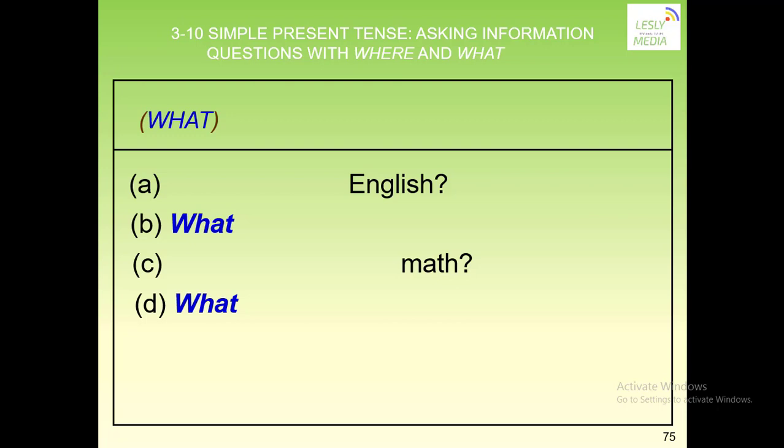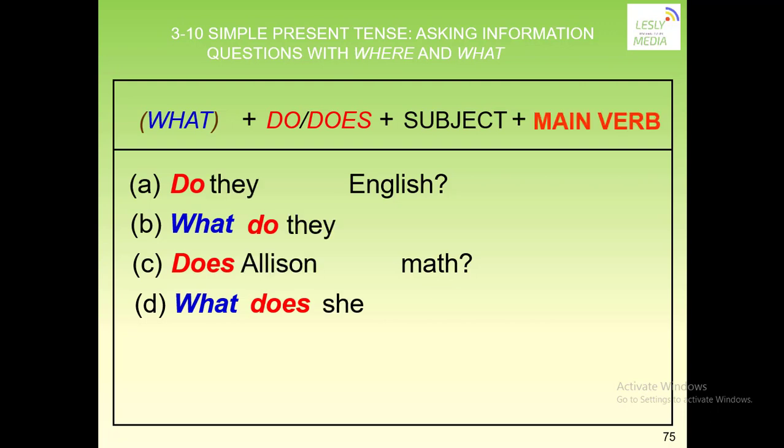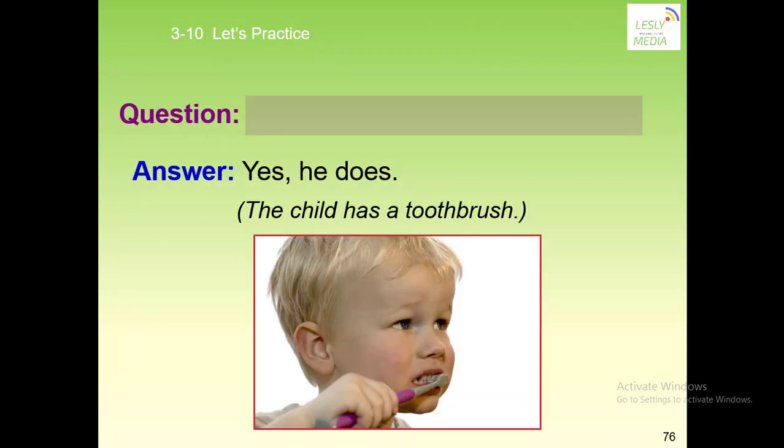Same with what also. What plus do or does plus subject plus main verb. Do they study English? Apakah mereka belajar bahasa Inggris? What do they study? Apa yang mereka pelajari? That's the difference of using do or does and using the question word. Okay, next. How about this one?